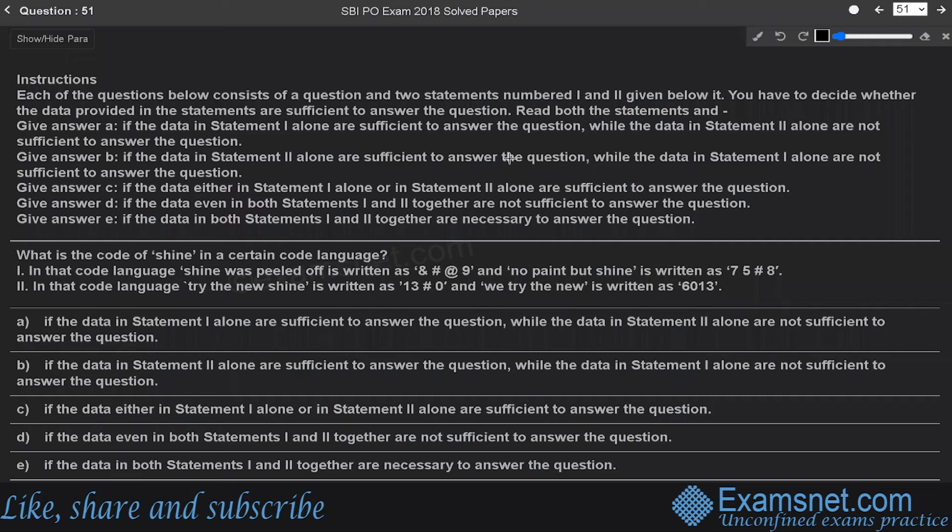Next question is, each of the questions below consists of a question and two statements, number 1 and 2, given below it. You have to decide whether the data provided in the statements are sufficient to answer the question. Read both the statements. What is the code of Shine in a certain code language?